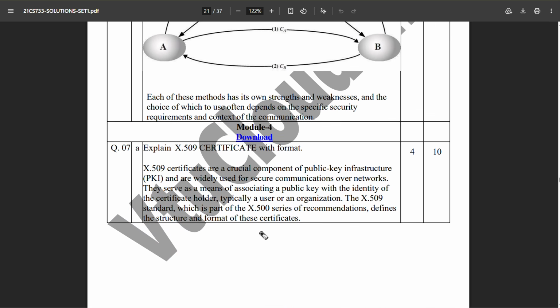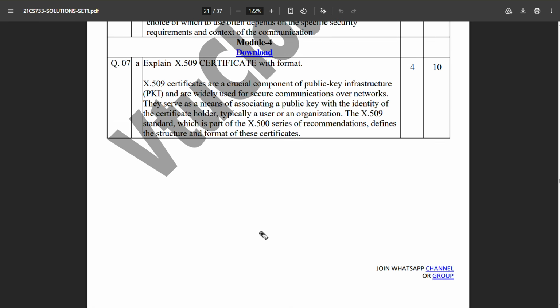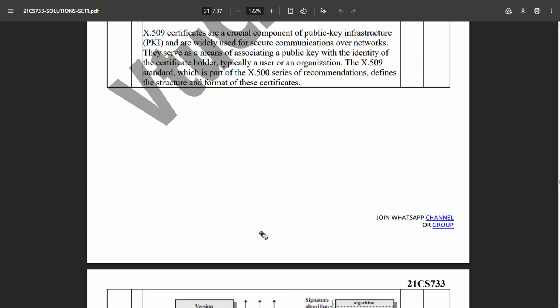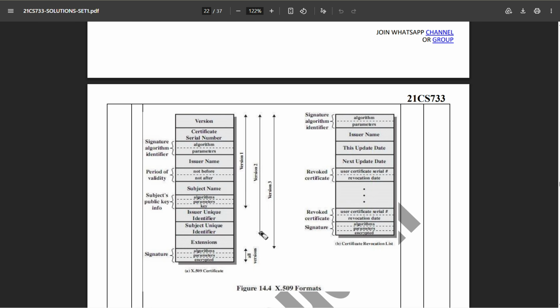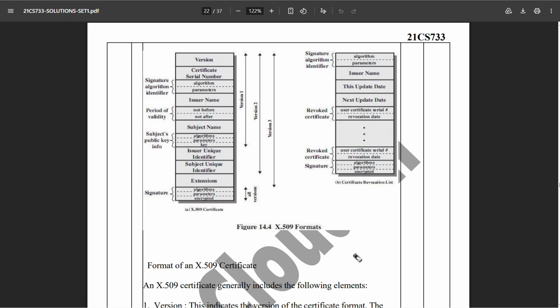Explain X509 certificate with format. First explain what is an X509 certificate and why it is used. And this is the diagram for the X509 certificate. And also draw the diagram for the certificate revocation list. These are the two file formats of X509.